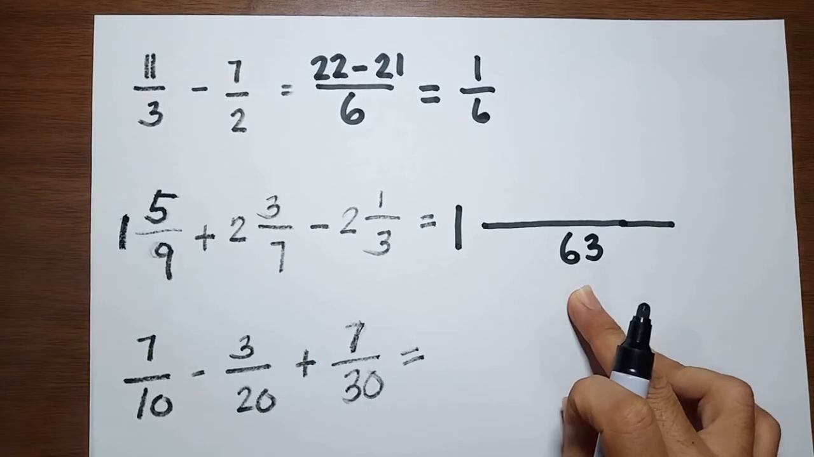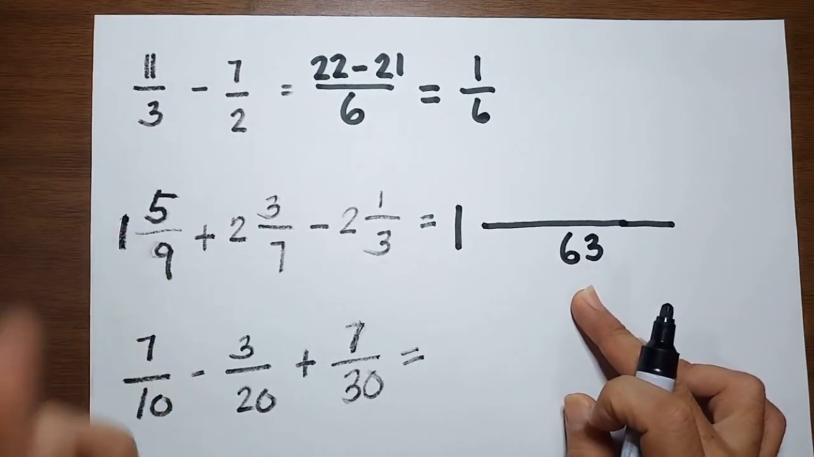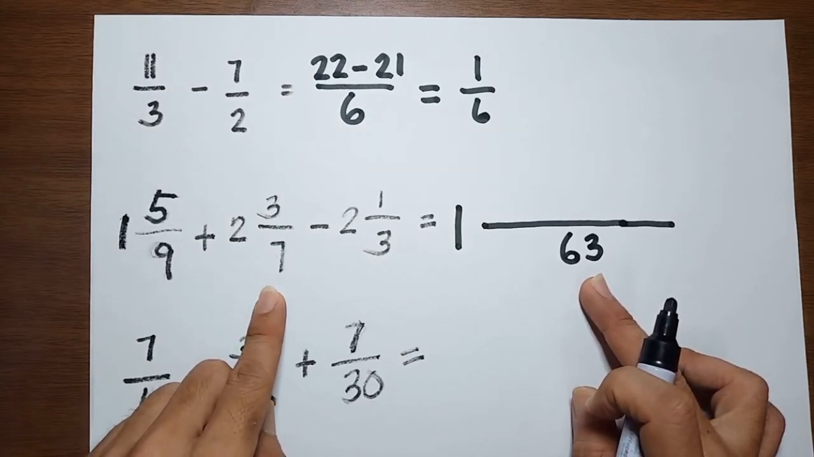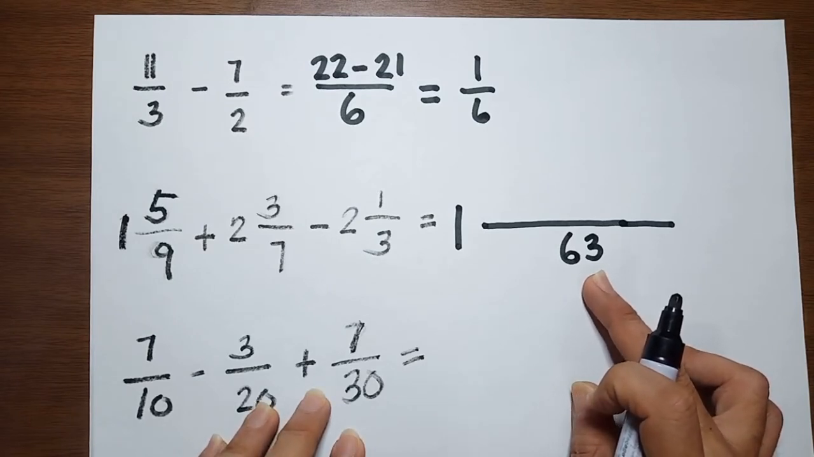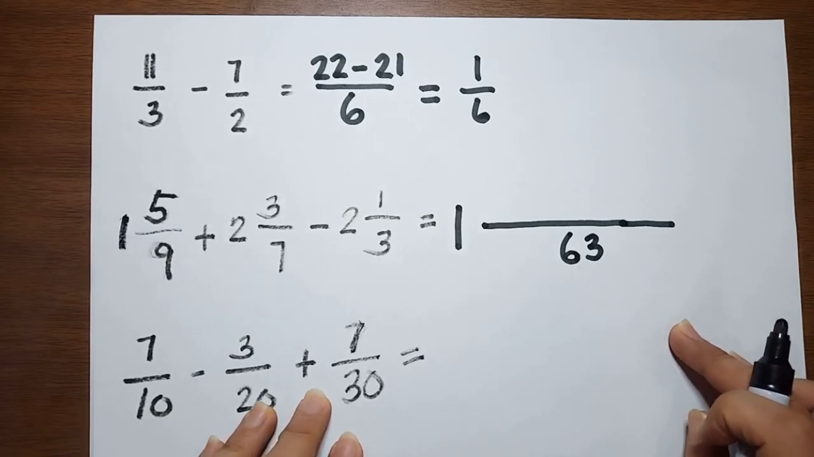When we divide 63 by 9, that gives us 7. Then when we divide 63 by 7, that gives us 9. And when we divide 63 by 3, that gives us 21. Okay? So, let's do it.